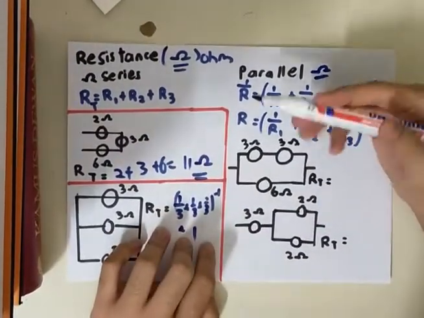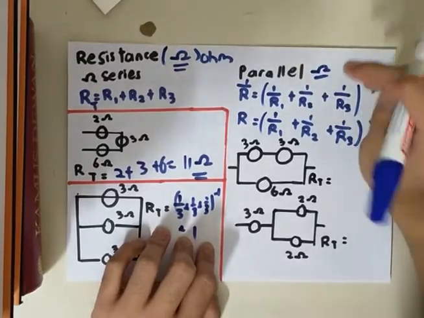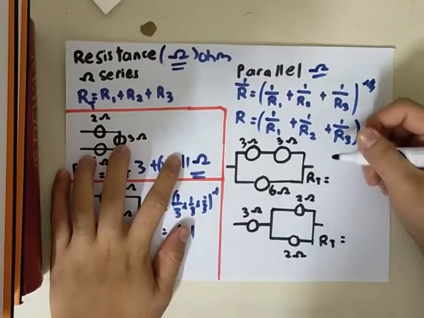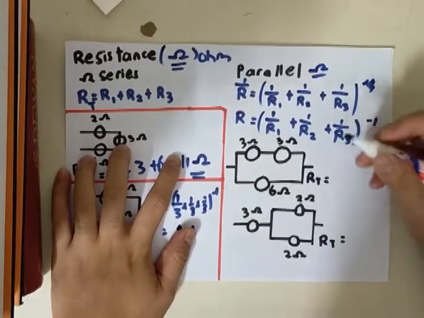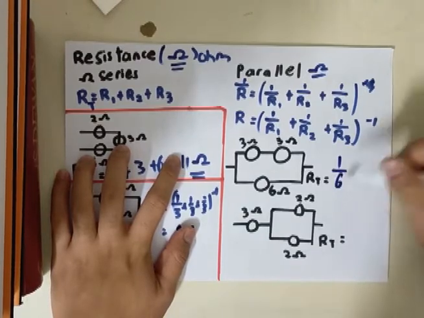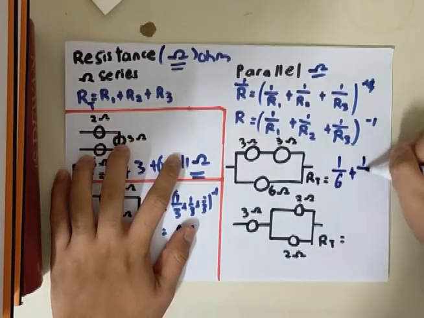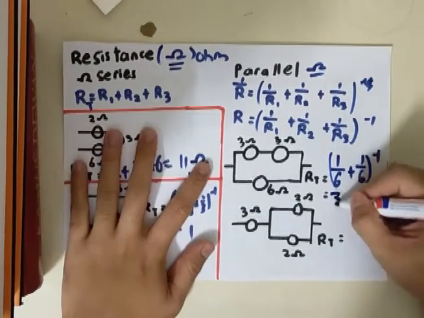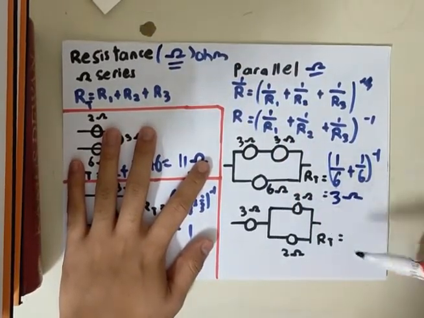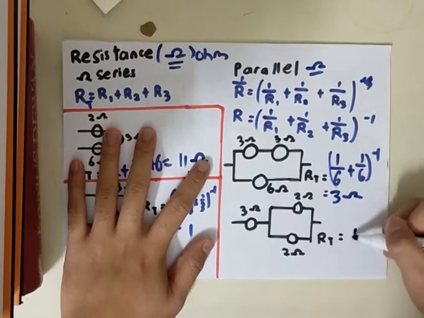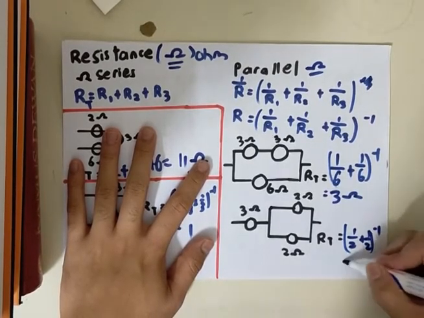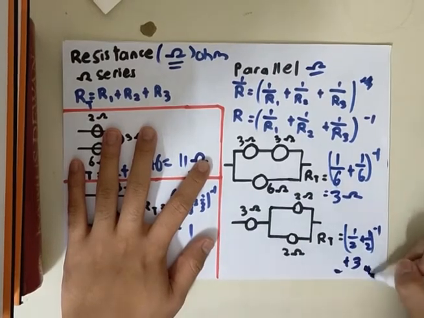So here we have another one, which is a parallel circuit. We'll do it this way. So it's 3 plus 3 equals 6, plus 1 over 6. For this one, 1 over 2, 1 over 2, so I'll get (1 over 2 plus 1 over 2) to the power negative 1 plus 3, so it equals 4 ohm.